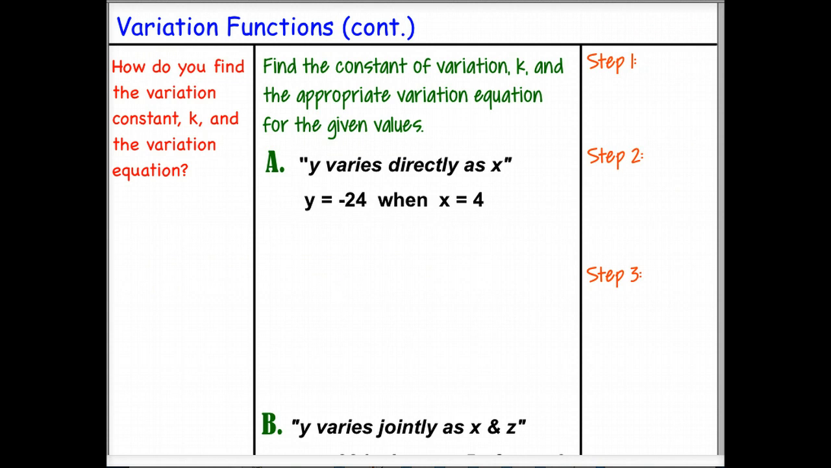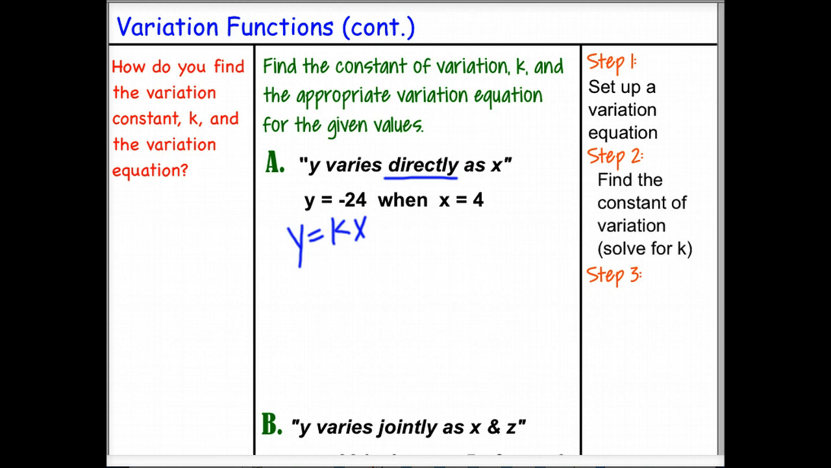First, we have to find the variation constant, k, and the variation equation. Here we have for a, y varies directly as x, and y equals negative 24 when x equals 4. Our first step is to set up a variation equation depending on the mode of variation. If y varies directly, that means I have y equals k times x, which means I will set up our variation equation and solve for the constant of variation.